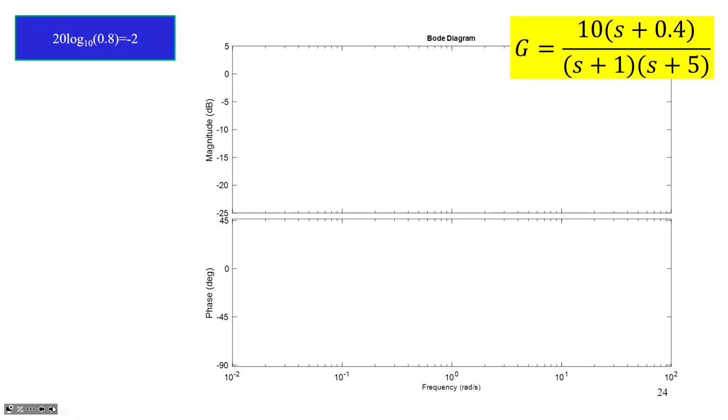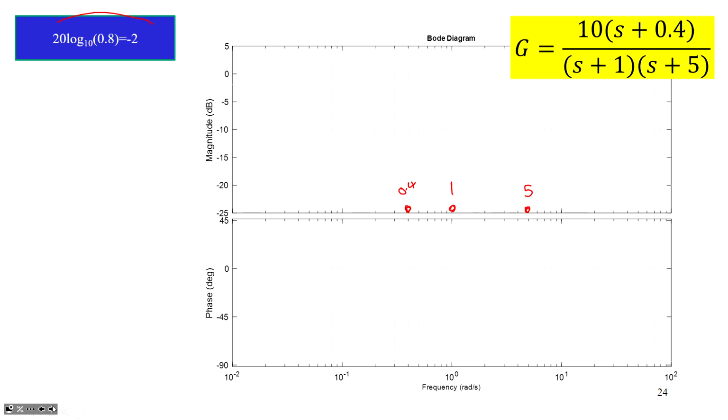So here's my example with no information at all. I've got 10 s plus 0.4 over s plus 1, s plus 5. So where are my corner frequencies first? I've got a corner frequency here at 0.4, a corner frequency here at 1, and a corner frequency here at 5. So mark your corner frequencies so we know what we're talking about.